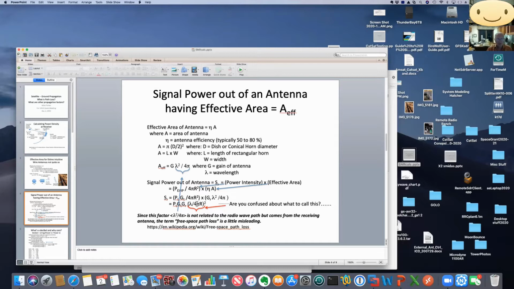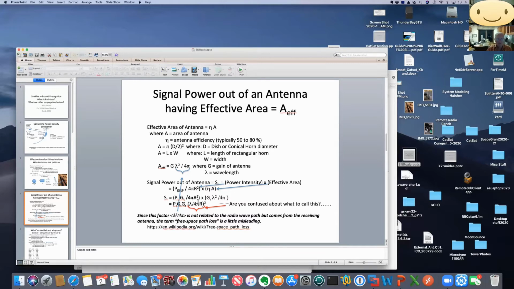And here's where things always got confusing for me until I finally figured this out. People were calling this term, lambda squared over 4 pi, the free space path loss. I quote right out of the official Wikipedia statement. That's misleading, because how can path loss have anything to do with the wavelength? All it can have to do with is the spreading of the energy, which gives you the intensity at the antenna times the area of the antenna. There's no wavelength term in that first equation.